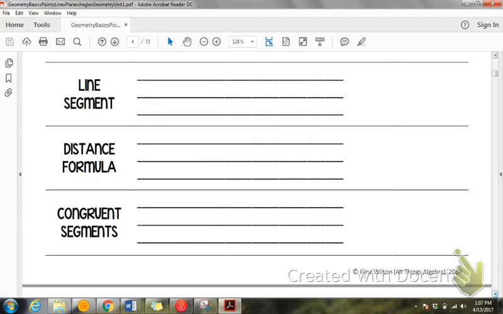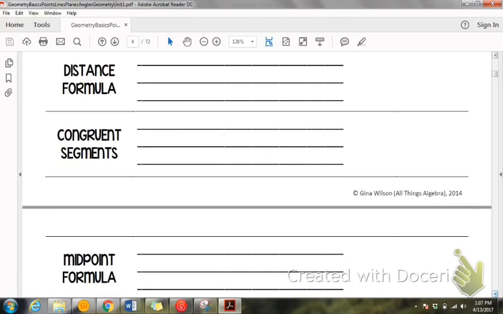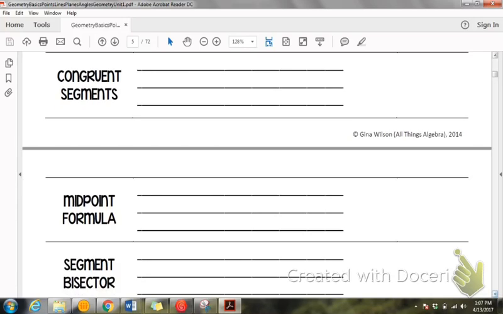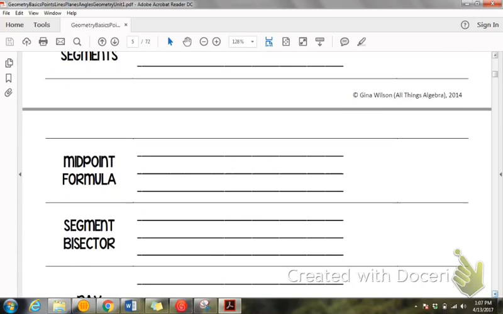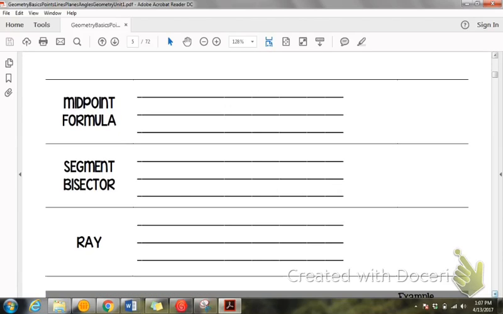Okay, I think the next one is segment bisector. Flip it over, or else it's midpoint. Which one is it? Midpoint. Okay, so we learned midpoint formula is the middle of a segment, right? That one's pretty hard. Okay, so midpoint formula we use to find the midpoint.